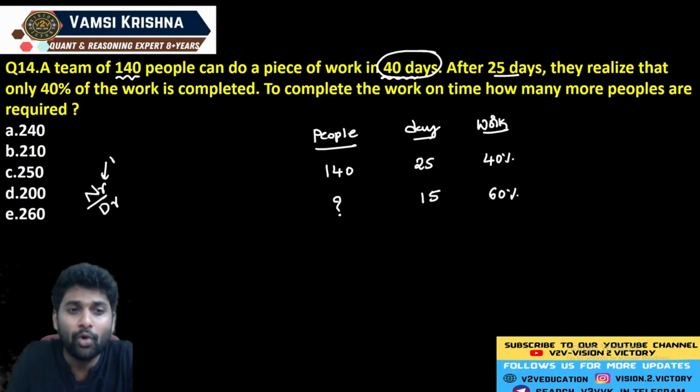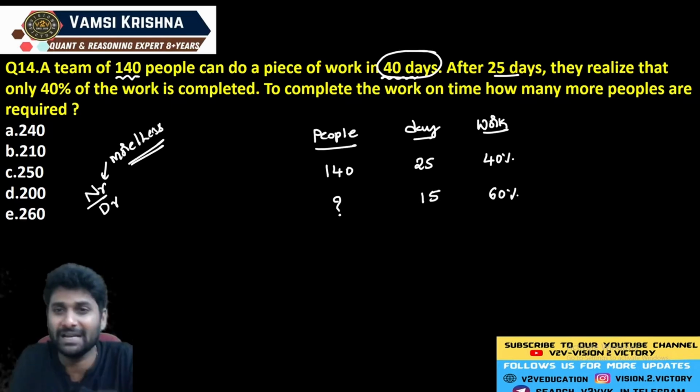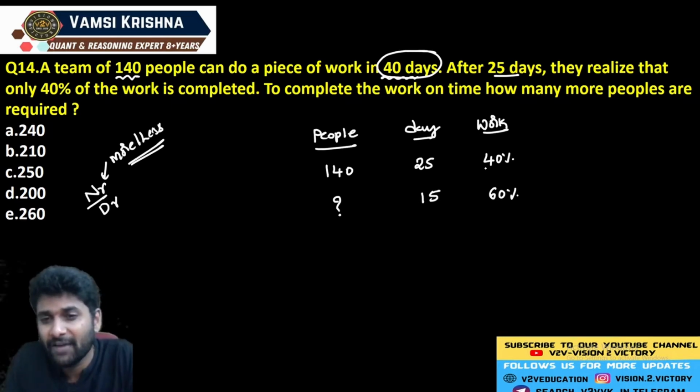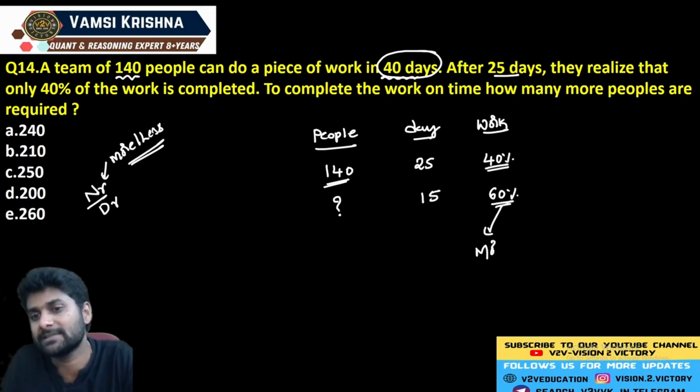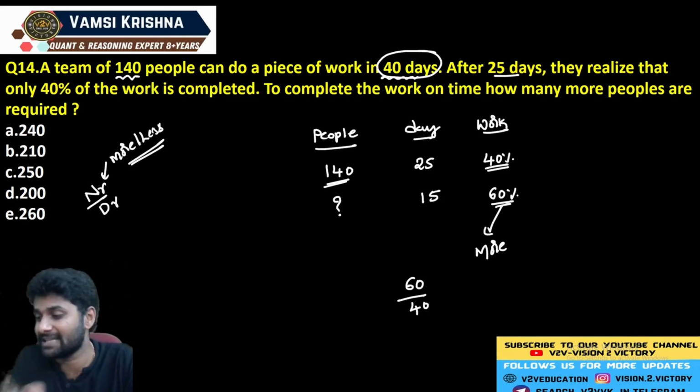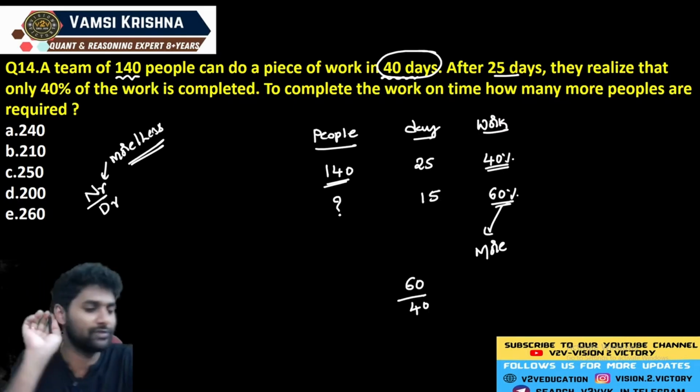Remember that the more value is always either more or less. It always represents the numerator and the other value is the denominator. For example, if they completed 40 percentage of work, we need 140. If you want to complete 60 percentage of work, definitely we need more people, guys. That's why here the fraction is 60 by 40.